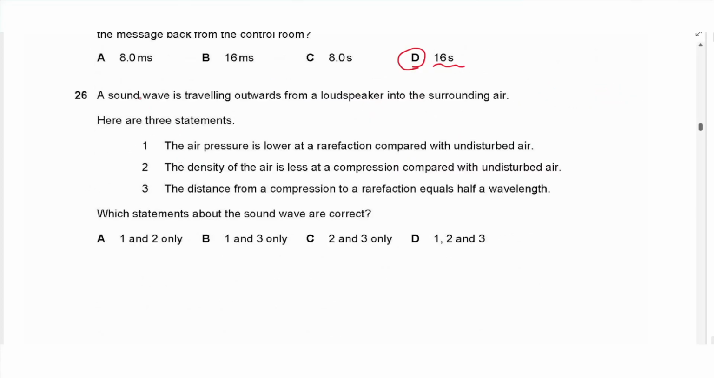Question 26 says a sound wave is traveling outwards from a loudspeaker into the surrounding air. Here are the 3 statements. One says the air pressure is lower at a rarefaction compared with undisturbed air. Yes. The density of the air is less at a compression. No, it should be more because there are more molecules close to each other. The distance from a compression to a rarefaction equals half a wavelength. Yes, because from a compression to the next compression is one wavelength and the rarefaction is in the middle. So statements 1 and 3 are correct. So the answer is B.